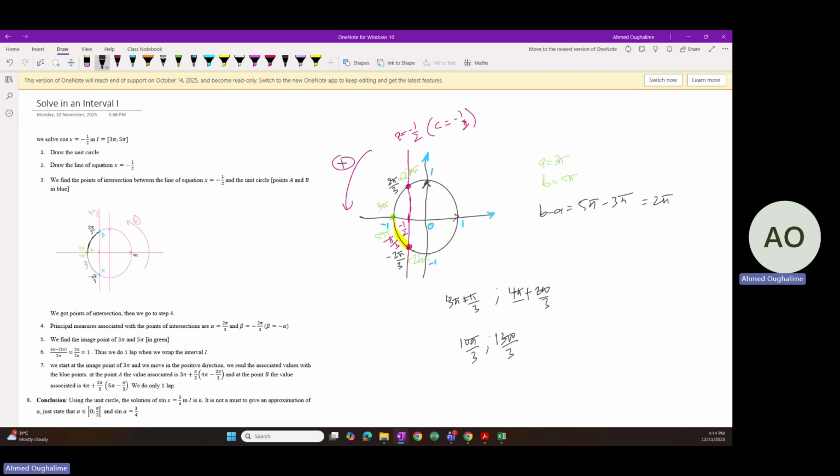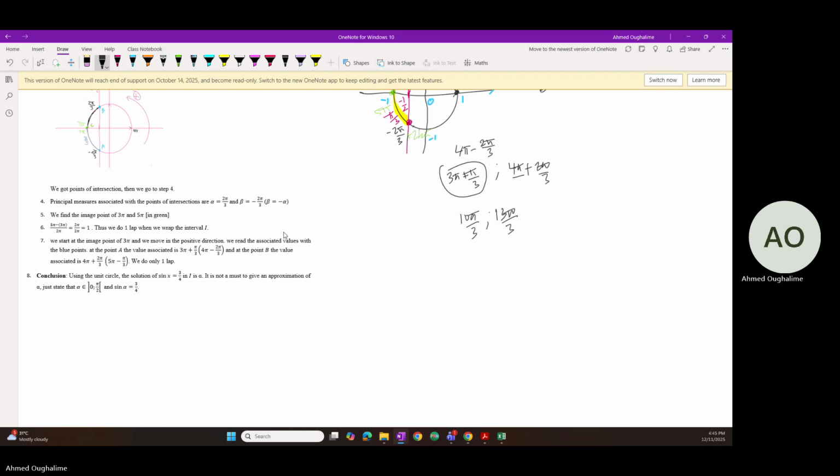So how can I get my value at this point in a different way? At this point, we have the value associated with 3 pi. So we can go till this point, which is a well-known point. Then the value with it is 4 pi, so it's 4 pi minus 2 pi over 3. So whatever the way we do the job, we are going to get the same values anyway. Okay, so this is me doing the steps.